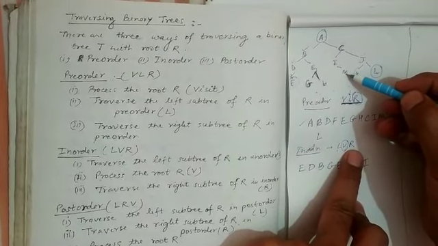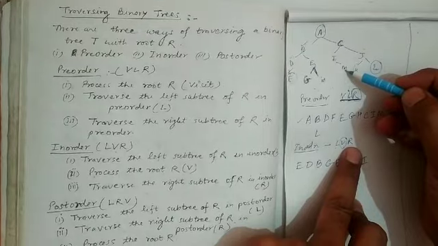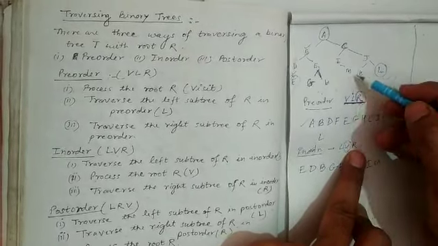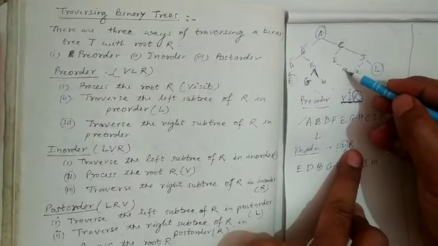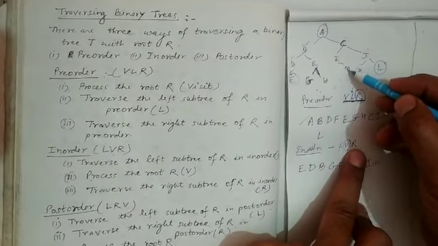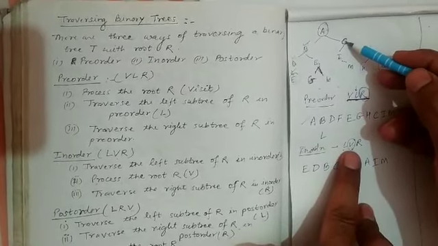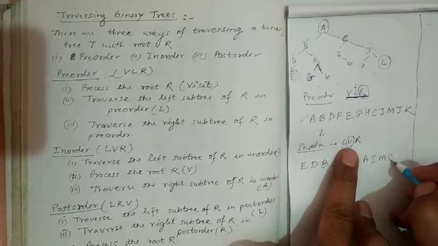Here again this is a fresh node, so LVR will be called. So move left, no left, visit, M will be visited. Then move right, no right child. So LVR is complete for M. Again come back to this node. Here L is completed but V and R are remaining. So visit the node. So C will be visited.